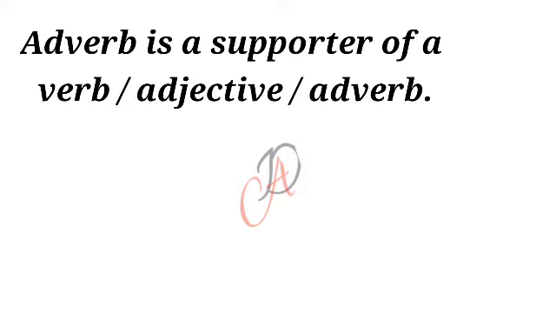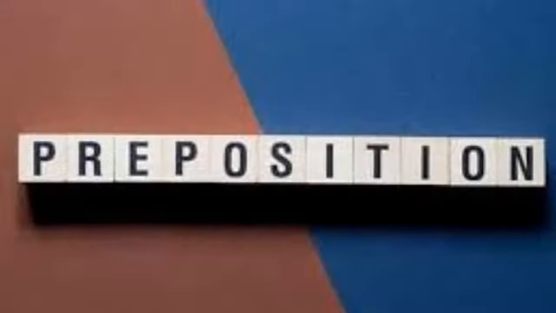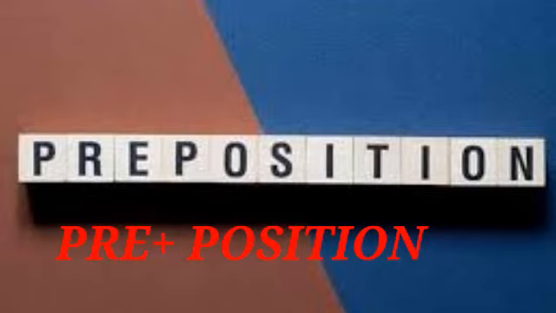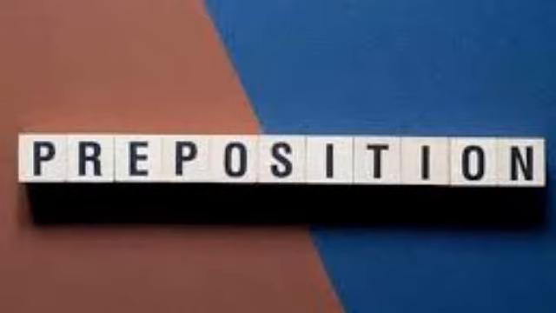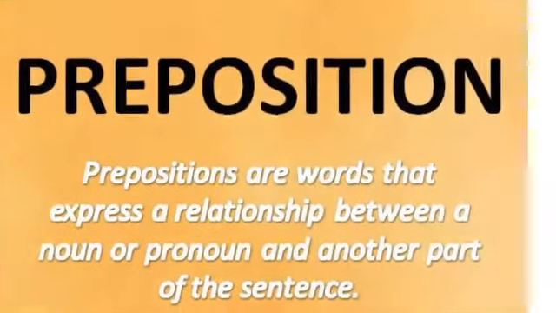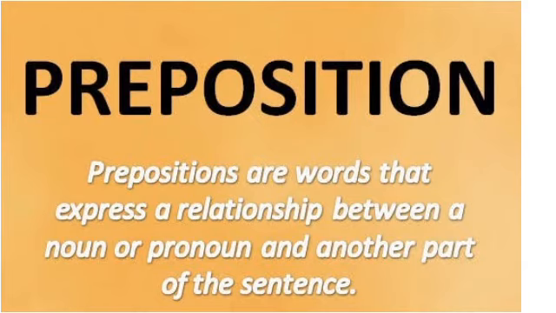Let's see the next part of speech, that is preposition. The word preposition is divided into two parts. Pre plus position. Pre means before and position means place. Preposition is a word that decides the position or a place of a noun or a pronoun in a sentence. It is a linking word to show the relation with a noun or a pronoun in a sentence.